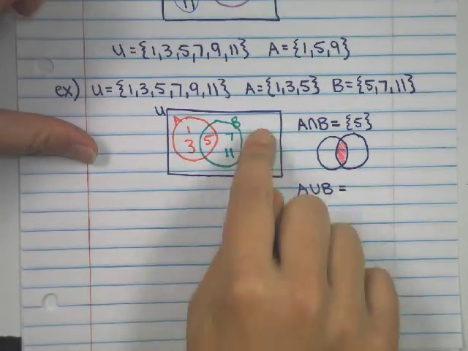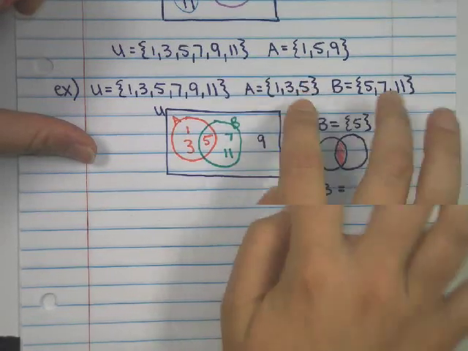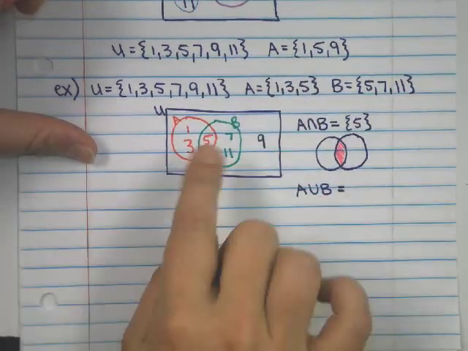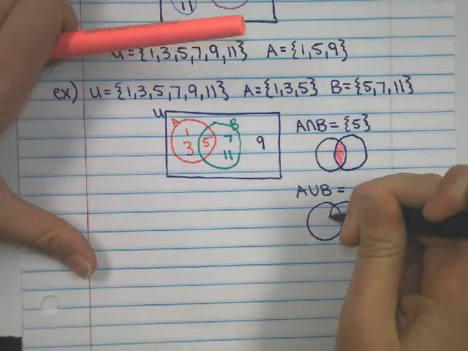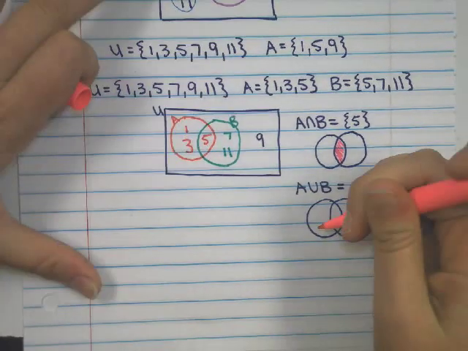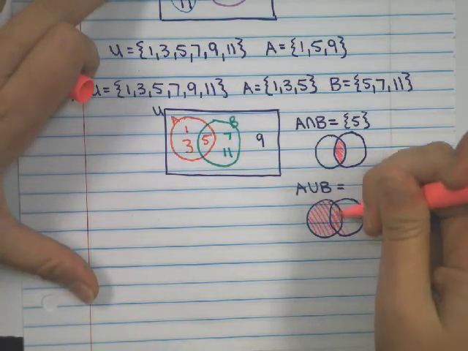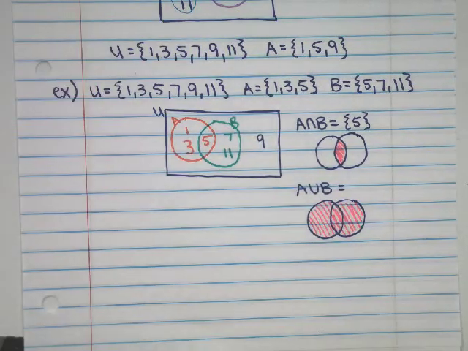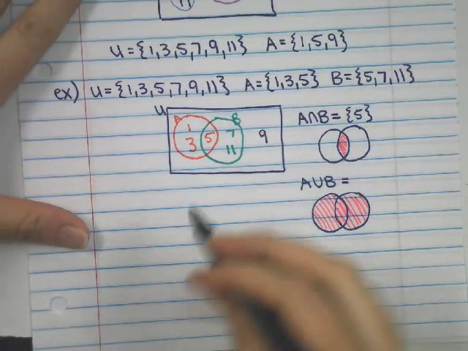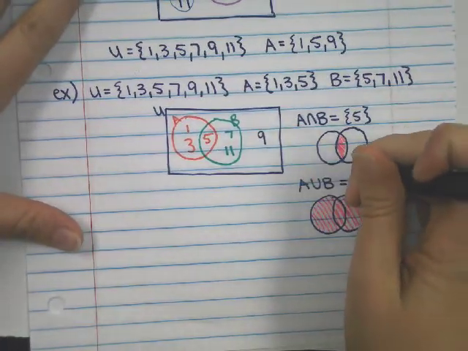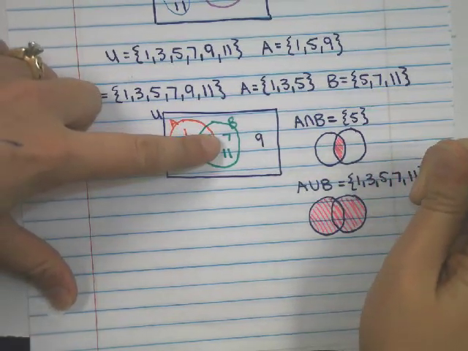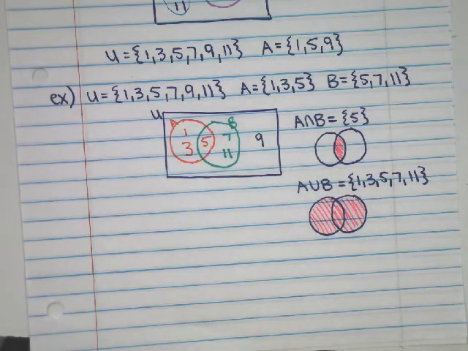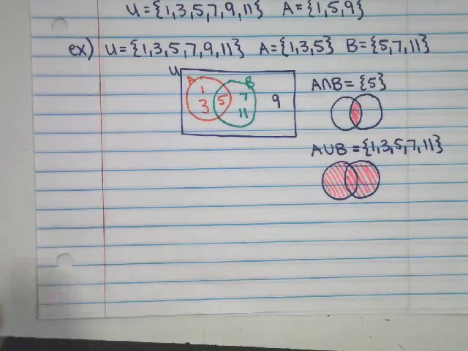9 is not used because it's not in A or B. It has to be in at least one of these to be in the union, and it's not. So visually, with our Venn diagram, the union is all of the numbers that are in the whole thing, okay? They're in A, they're in B, maybe they're in both, they're in that whole set of circles. So in this case, it's 1, 3, 5, 7, and 11 for our union. Okay.